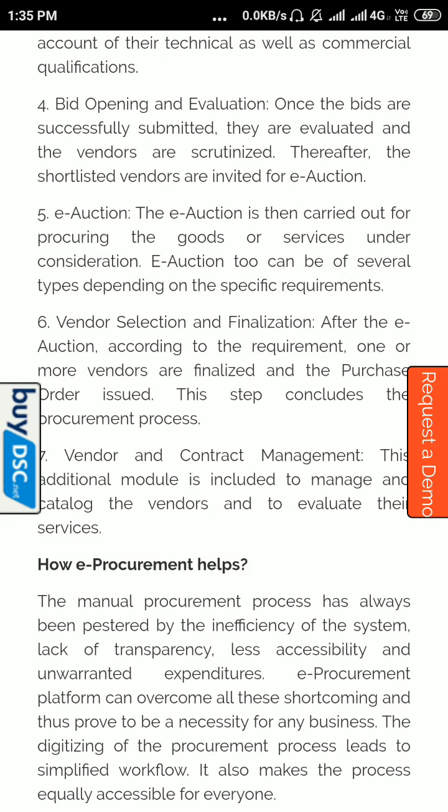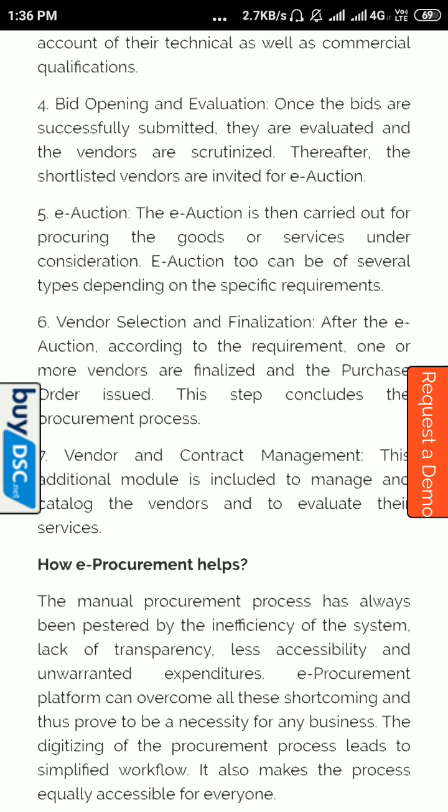E-auction is then carried out for procuring the goods or services under consideration. E-auction can be of several types depending on the specific requirement, and it is done over the internet. As you know, auction means you purchase at a price by giving bids, and the highest bidder wins the auction.